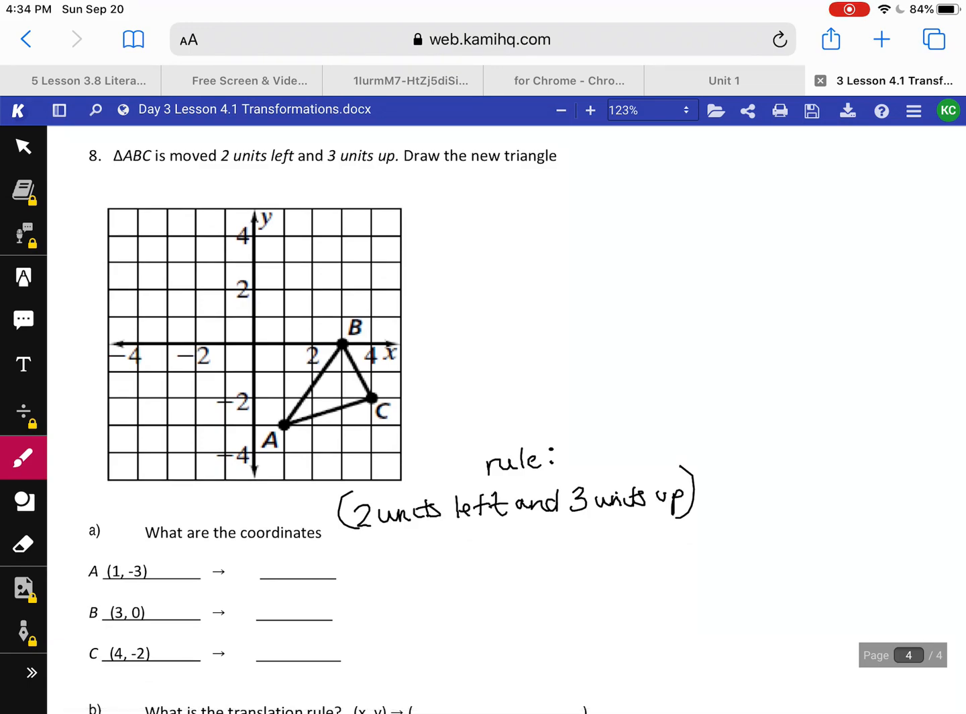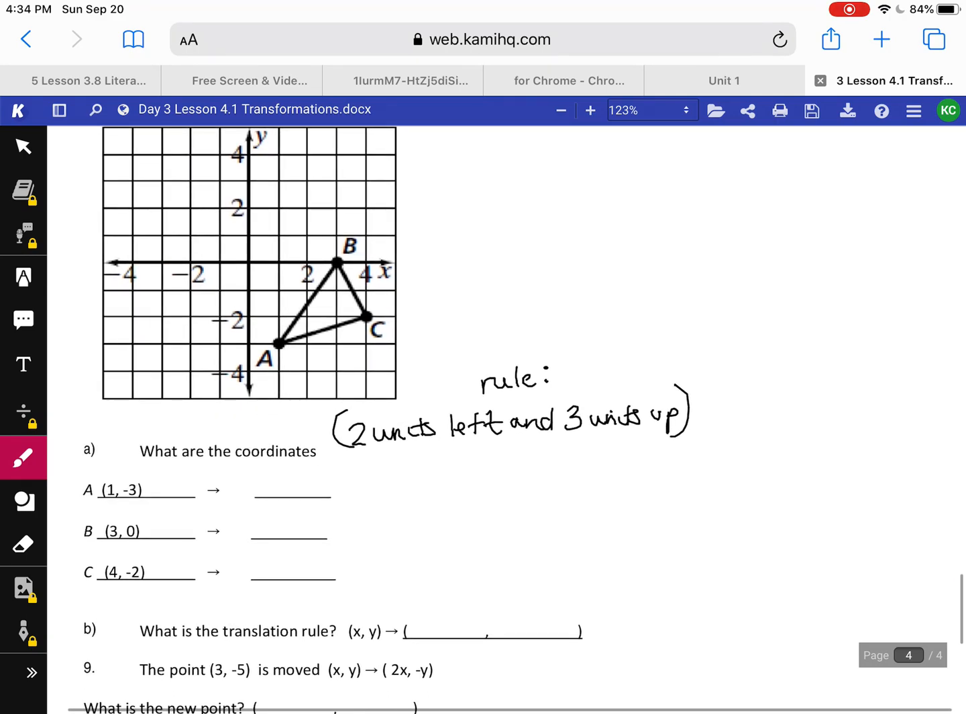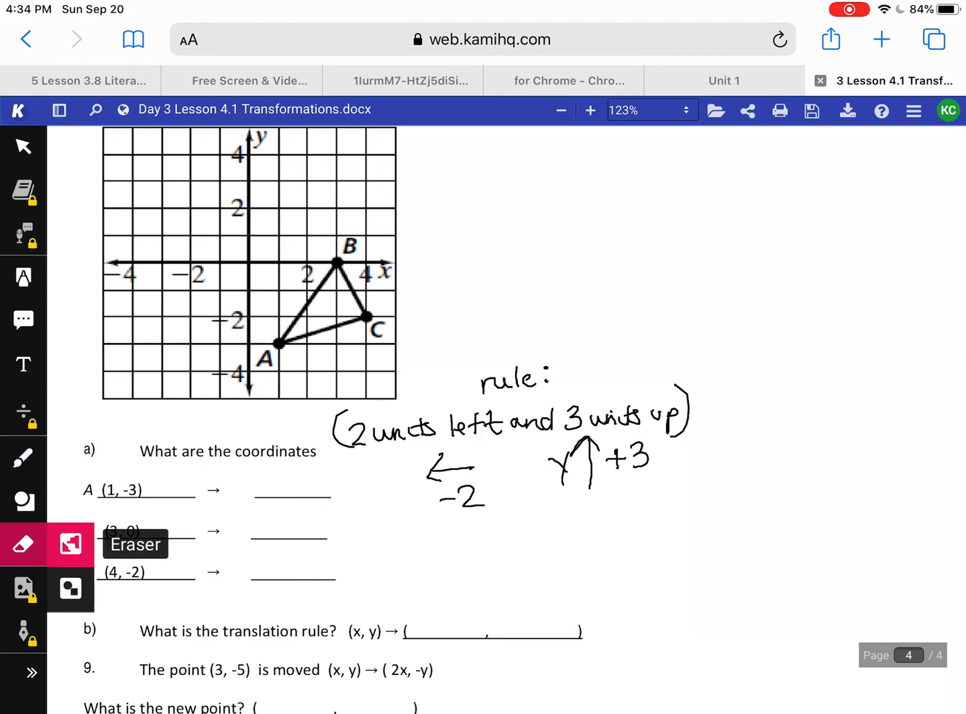Number 8. 2 more to go, guys. We got this. Triangle ABC is moved 2 units left and 3 units up. Draw the new triangle. So I just rewrote that rule here. 2 units left. Well, we're on a number line, so we're going back 2. And 3 units up, positive 3. We're moving left on the x-axis and going up on the y-axis.